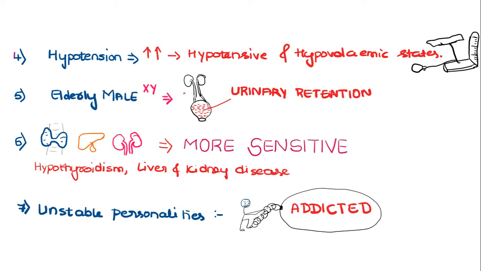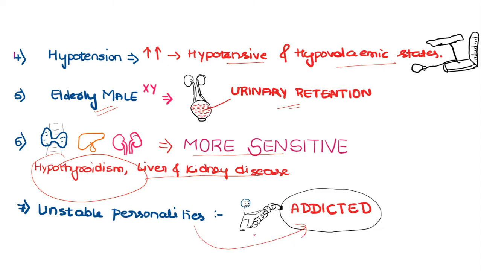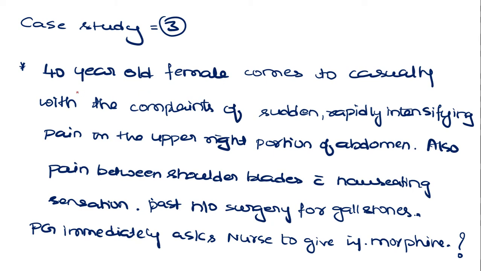So hypotension can be exaggerated in case of hypotensive as well as hypovolemic state, and also in case of elderly men you should be very careful, it can lead to urinary retention. And also in some of the disease conditions, like especially hypothyroidism and diseases associated with liver and kidney, they will be more sensitive towards the morphine. And also in case of unstable personalities, there will be higher chance of developing addiction.